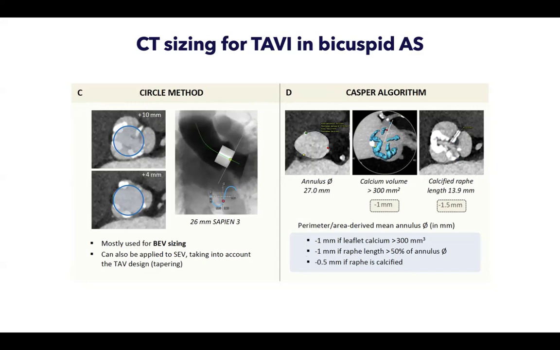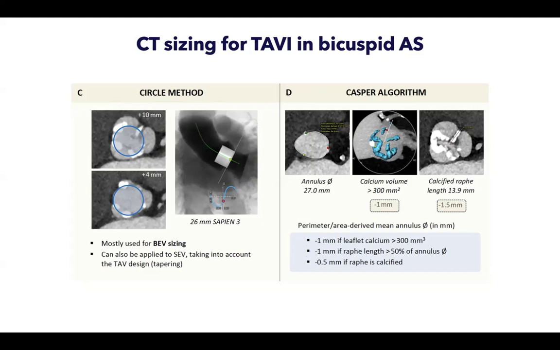or even, you can use it also for Evolut. But if you use it for Evolut, you have to take into account that, of course, if you simulate a 29 Evolut, the inflow is 29, but the waist is 23. So in 3mensio from Pie Medical, you can even simulate exactly a stent frame of an Evolut 29, and then you can scroll through your anatomy to see if you cover all the commissures.